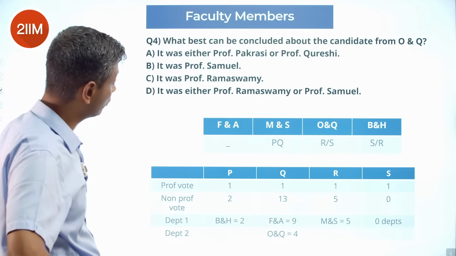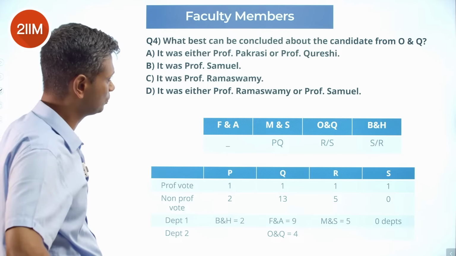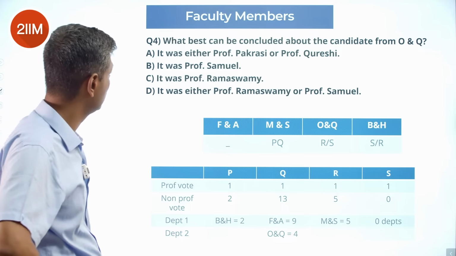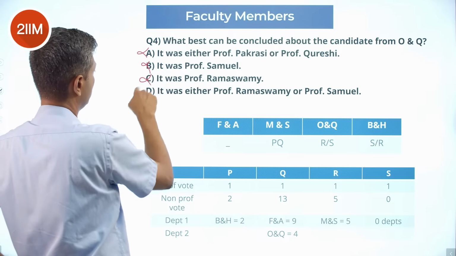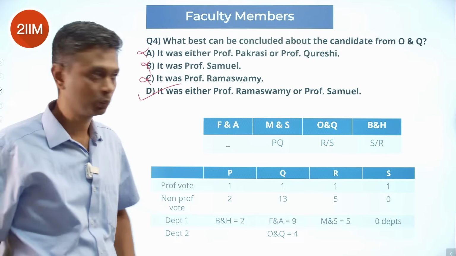What best can be concluded about the candidate from O and Q? Either Ramaswamy or Samuel. Not this. One of the two.